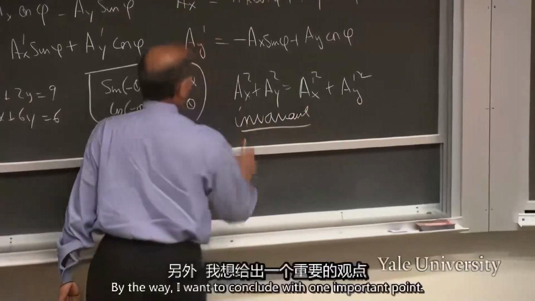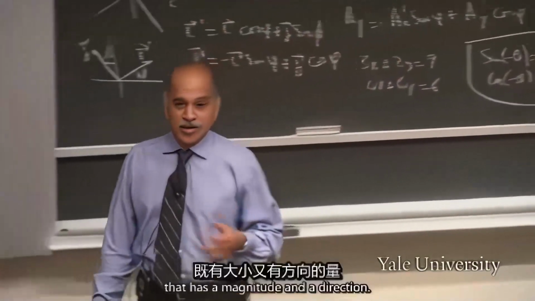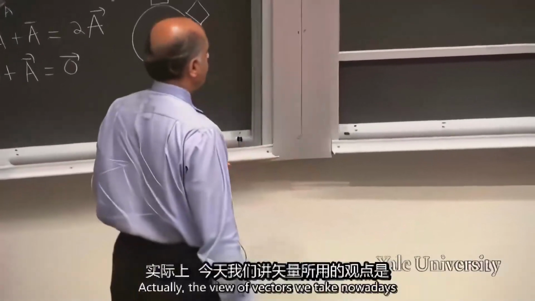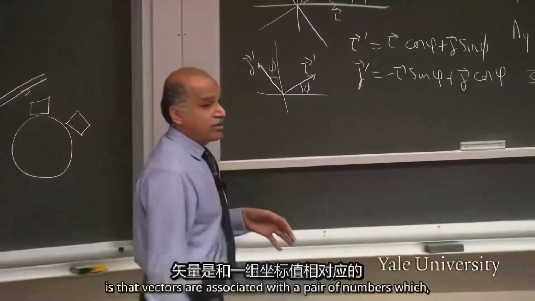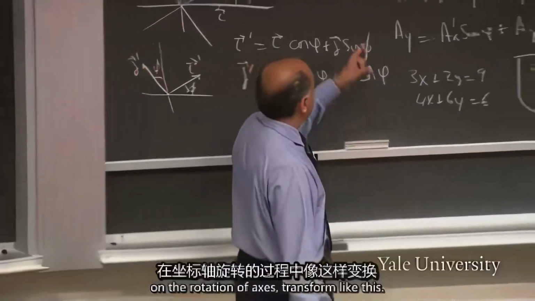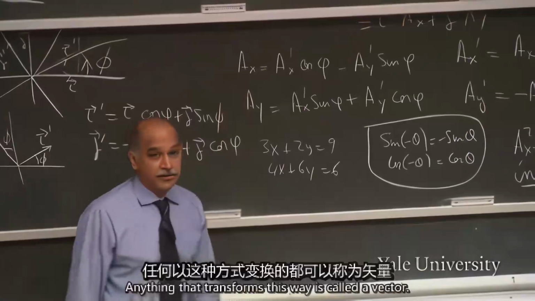By the way, I want to conclude with one important point. We learned that a vector is a quantity that is a magnitude and a direction. But actually, the view of vectors we take nowadays is that a vector is a pair of numbers, or associated with a pair of numbers, which under rotation of axes transform like this. Anything that transforms this way is called a vector.